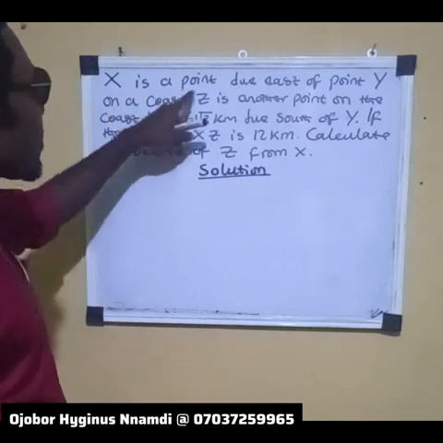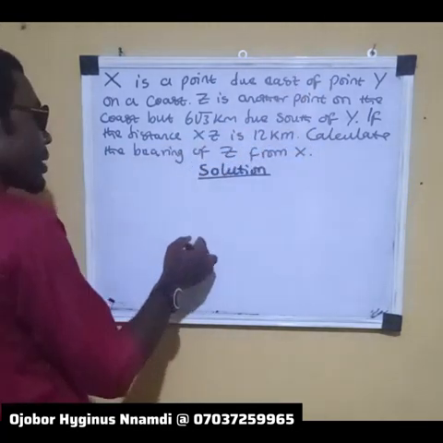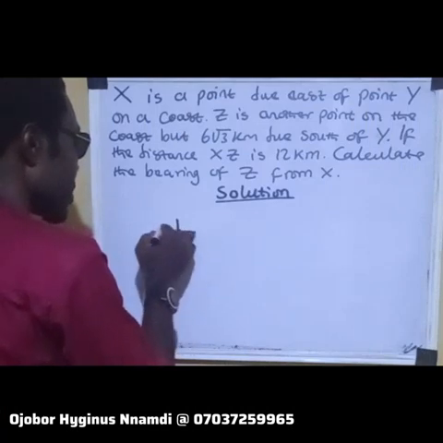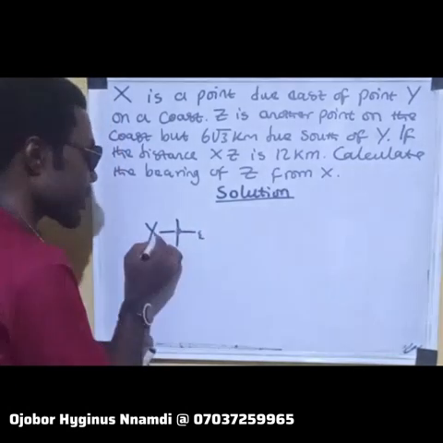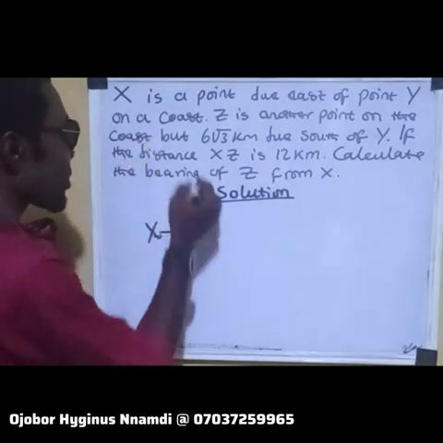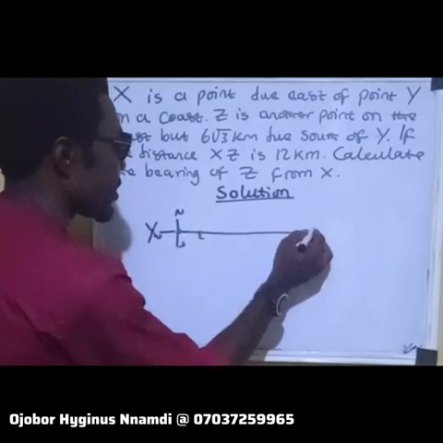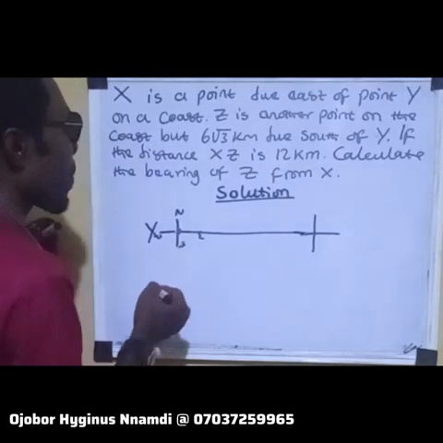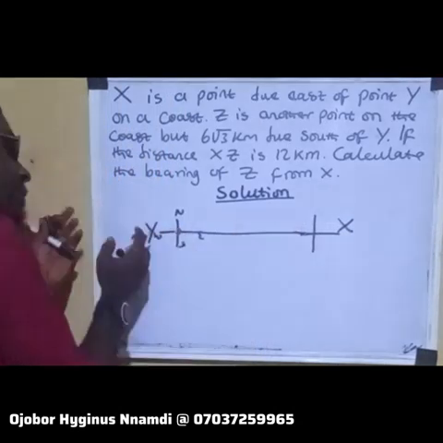It says x is a point due east of point y. So we are going to locate y. At every point, this is point y, you have 4 cardinal points: the east, the west, the north, and the south. So x is a point due east of y. If you go due east, you will see x that has its own cardinal points. So this place is x that is due east of y, but y is due west of x.